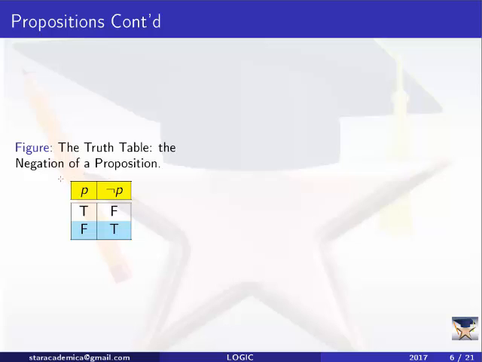We are going to use tables to simply represent the propositions, true or false values, and also manipulate them. So this is going to be our first example. A proposition P can be true or false. We don't have any other option. If P is true, then the negation will be false. So this is the negation of P. If P is false, then the negation will be true.